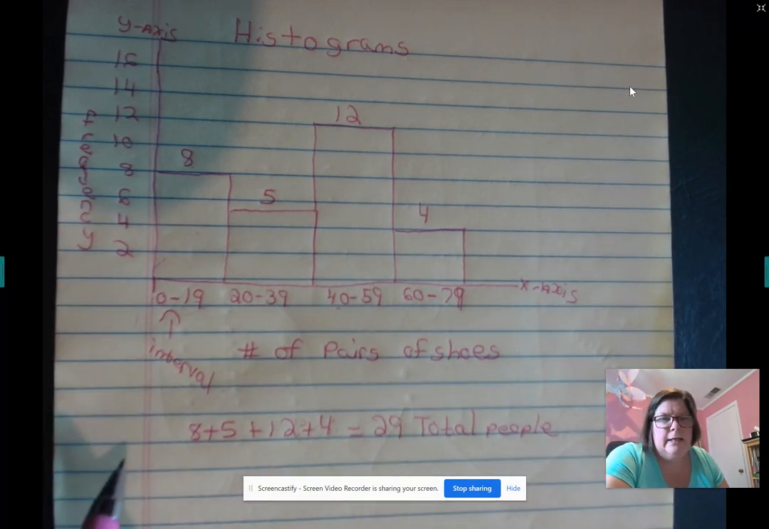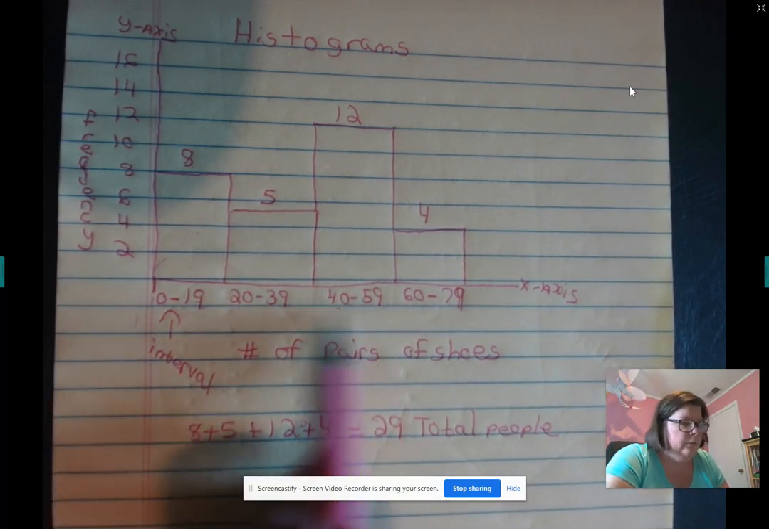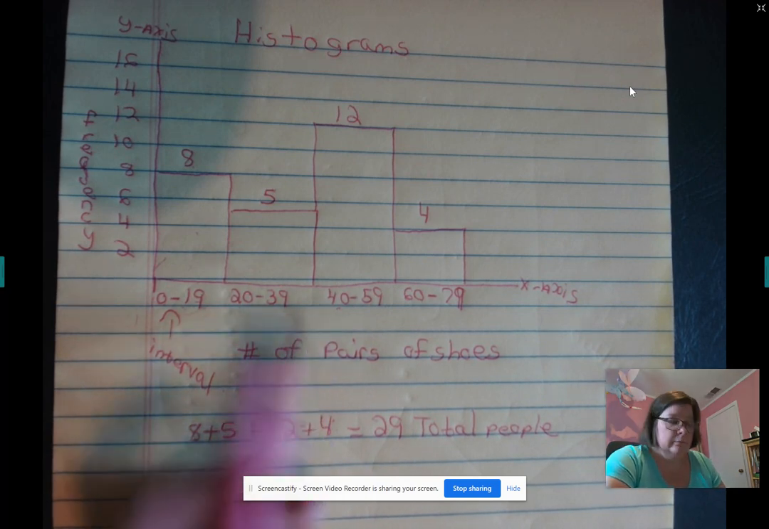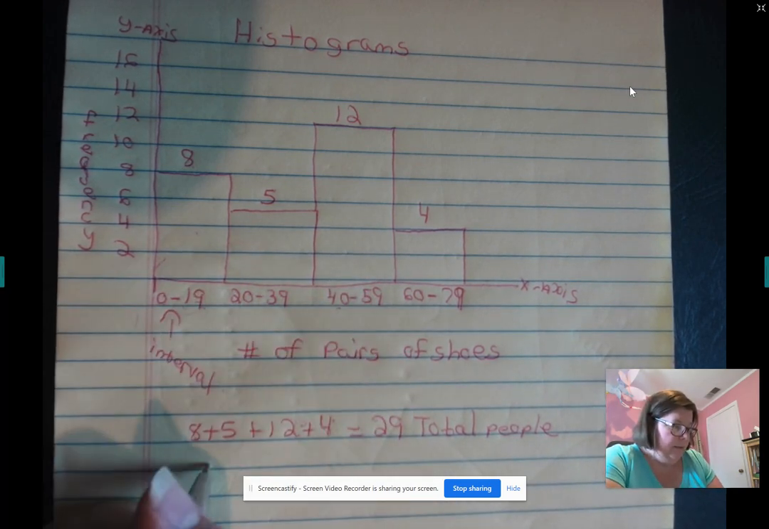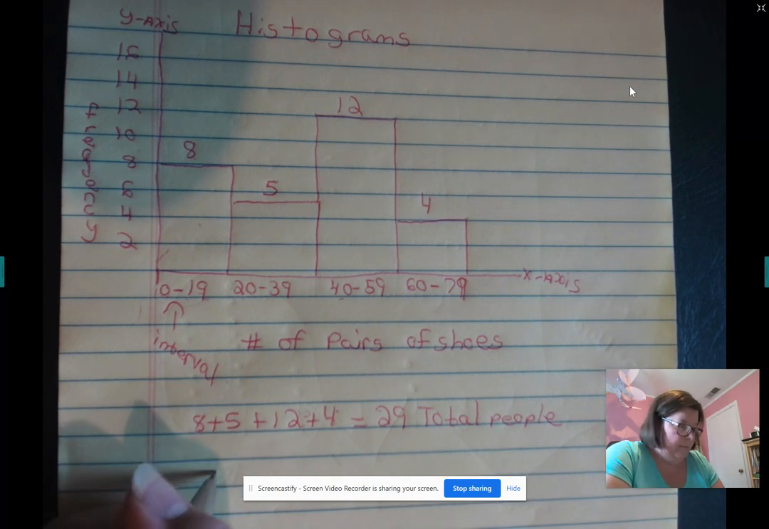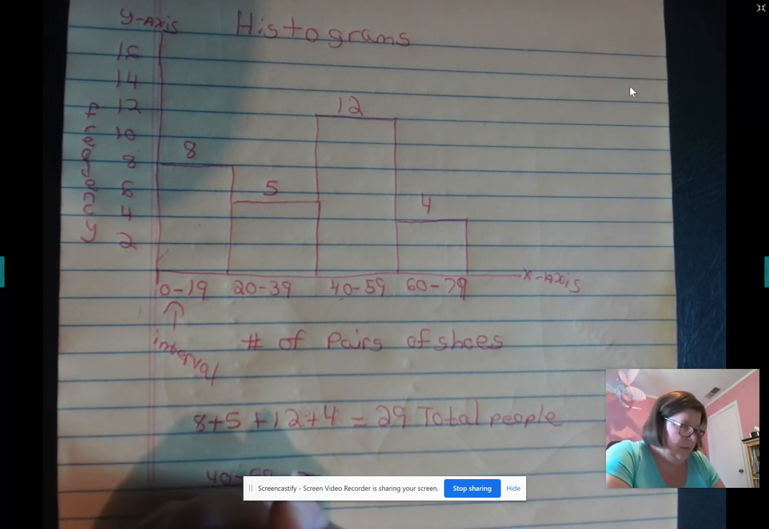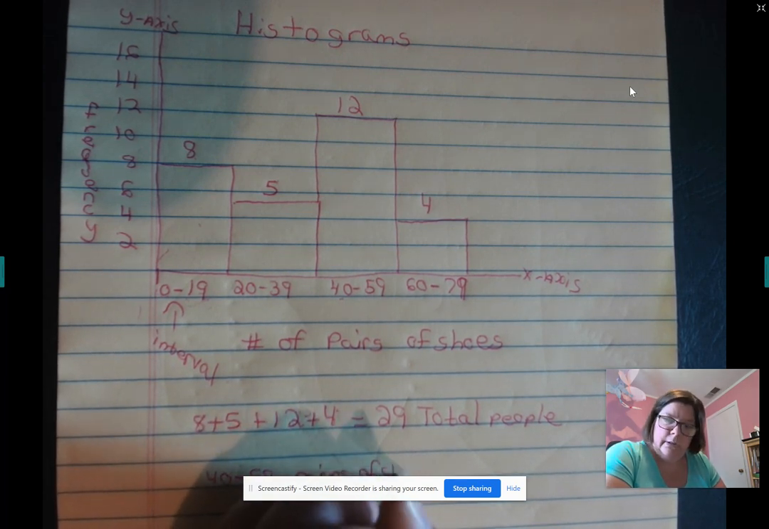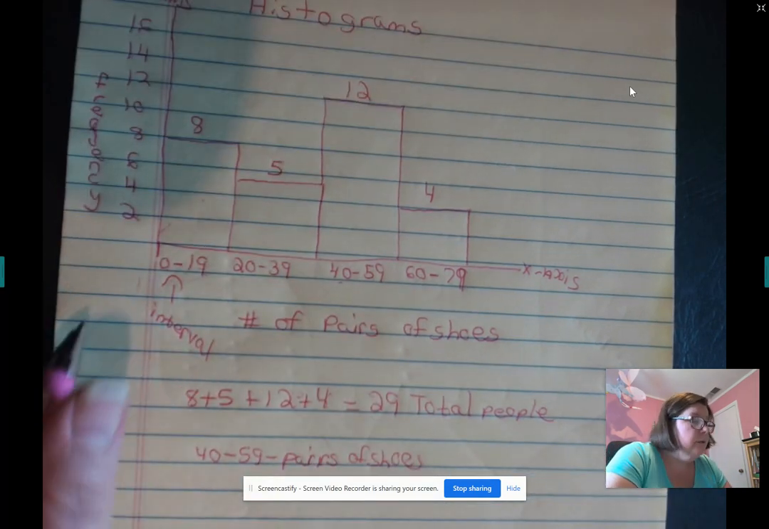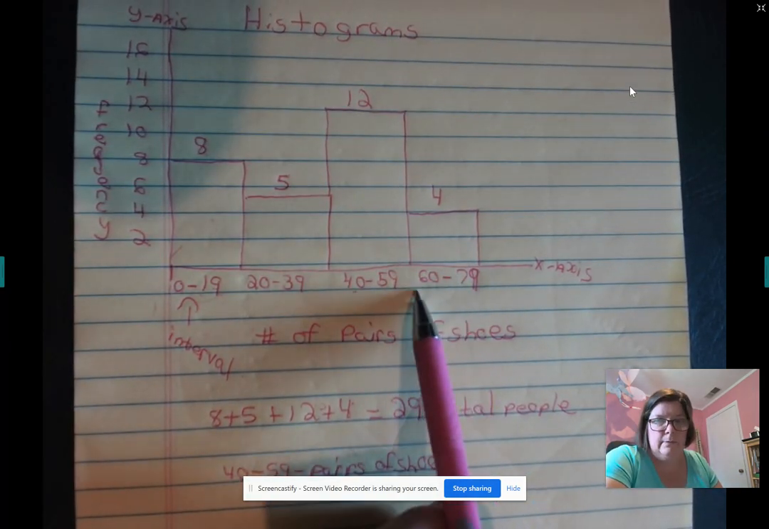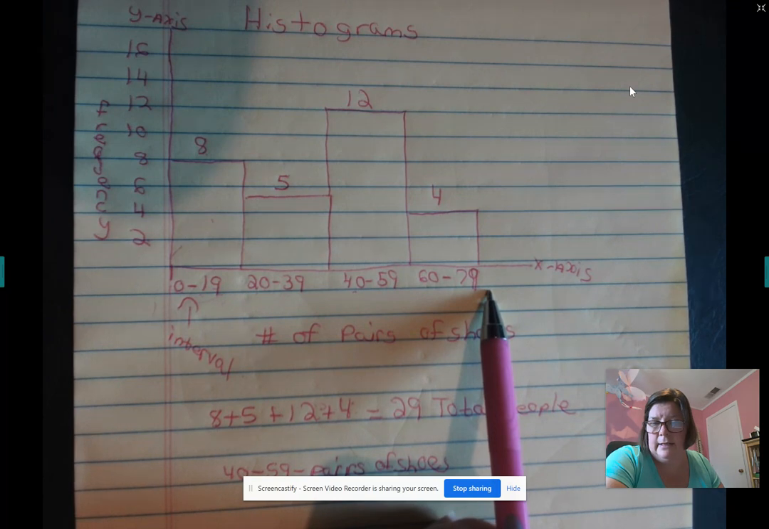Another question I might ask you is which interval had the most people in it? So that would be the biggest bar. So that would be most people had between 40 and 59 pairs of shoes. Okay? I could ask you the lowest interval. That would be between 60 and 79.